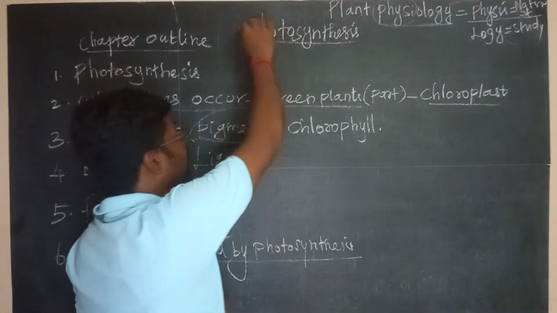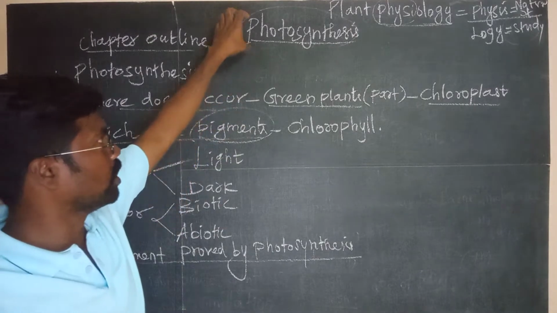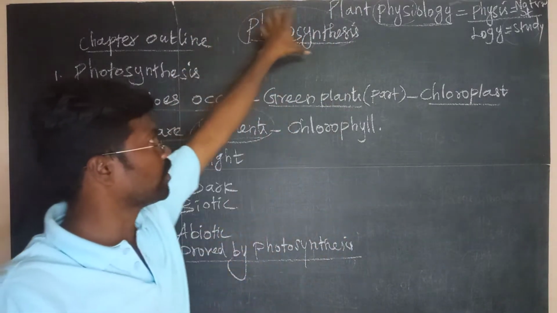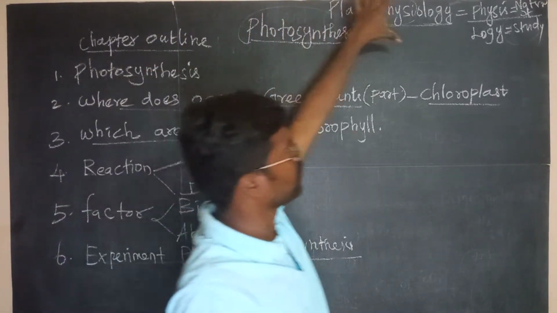Now, what are the chapters here? It is known that this is the important chapter of photosynthesis, because the plant synthesizes its own food with the help of sunlight. This is called autotrophism. What do you mean by plant physiology?